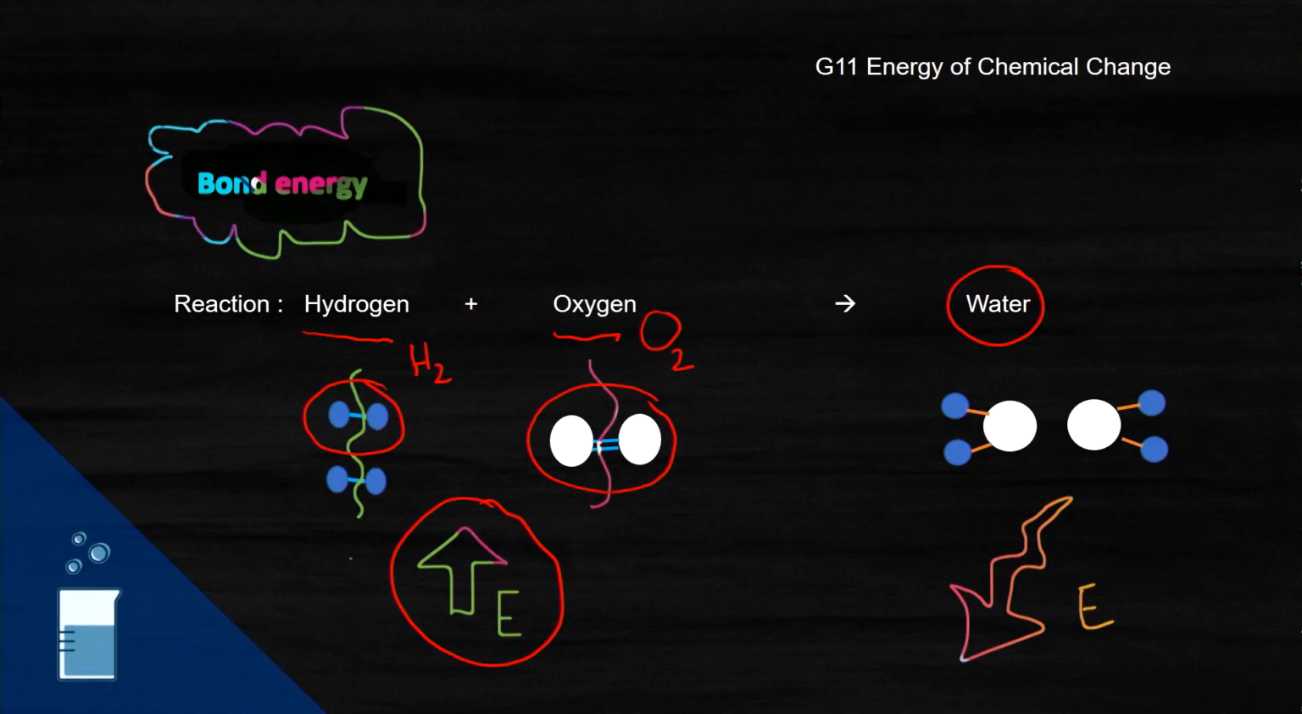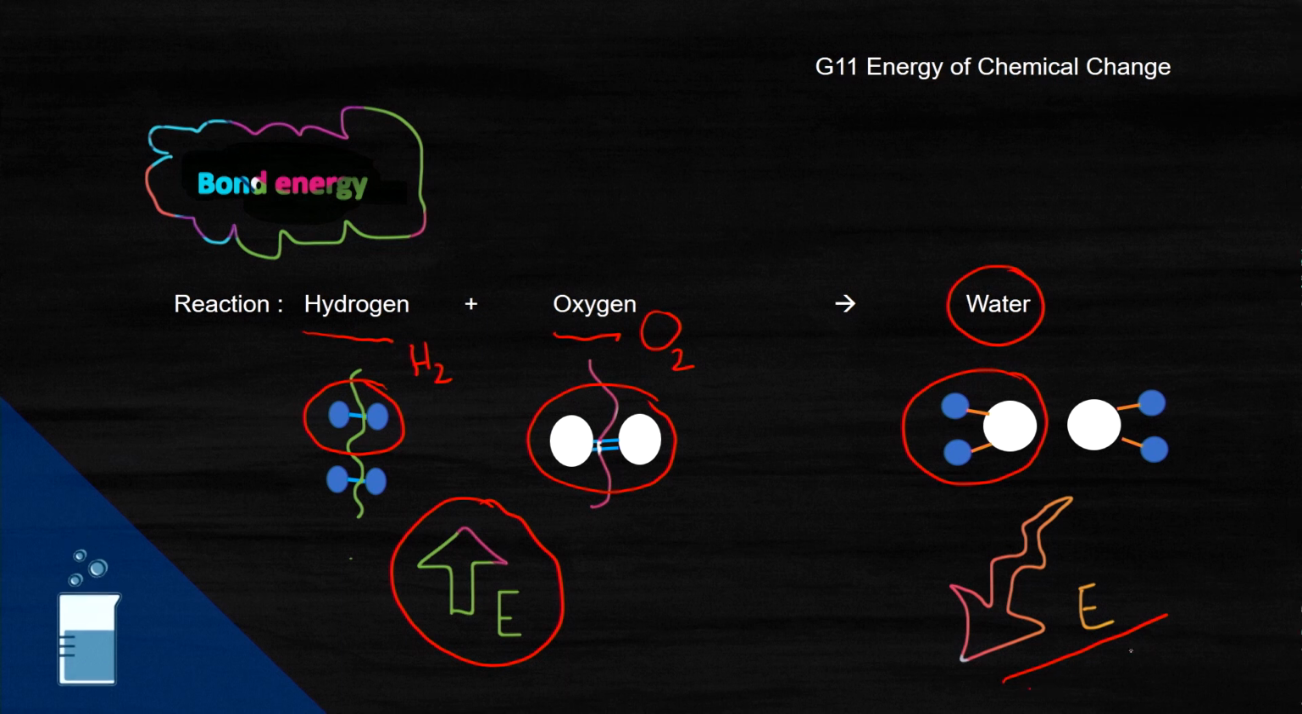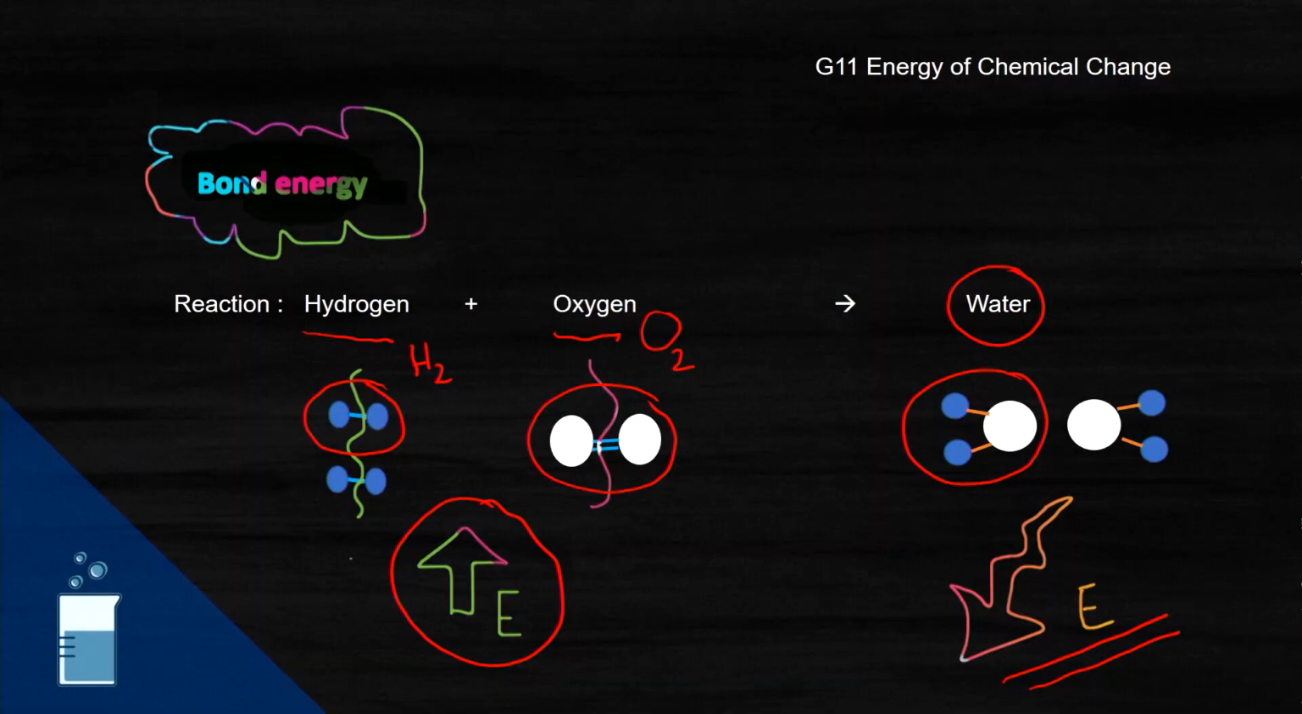Now, the interesting thing is that when new bonds are made, as in the new water molecule is made, energy is actually released, and it's called the energy of formation. So this energy that is required, that is absorbed to break bonds, we will later come to know as activation energy, and we require quite a lot of it. And then the energy that is released is bond formation. So energy of bond formation.